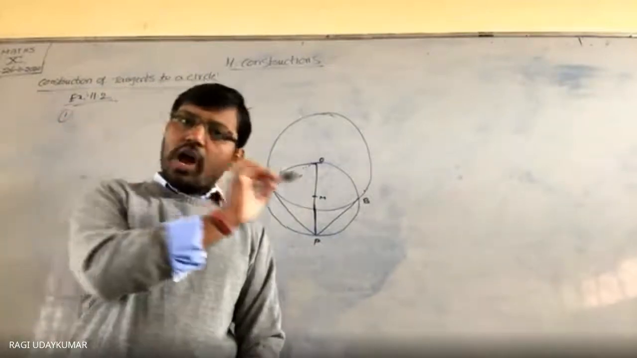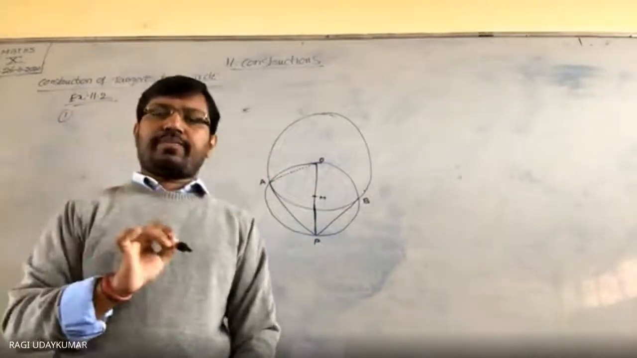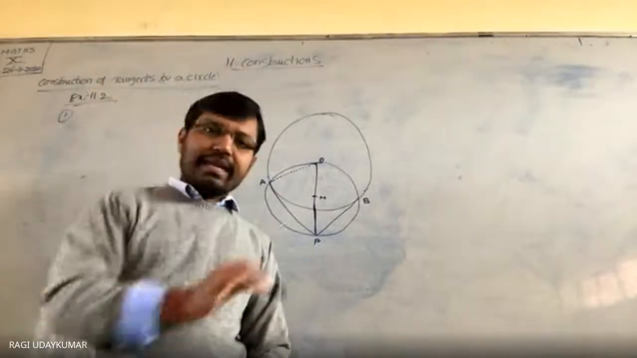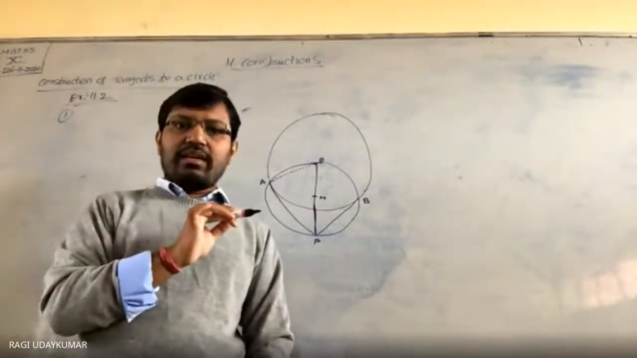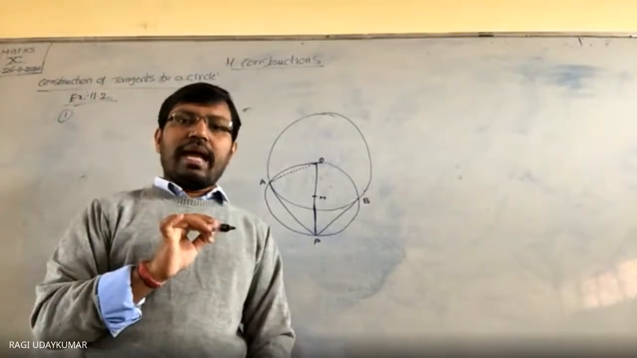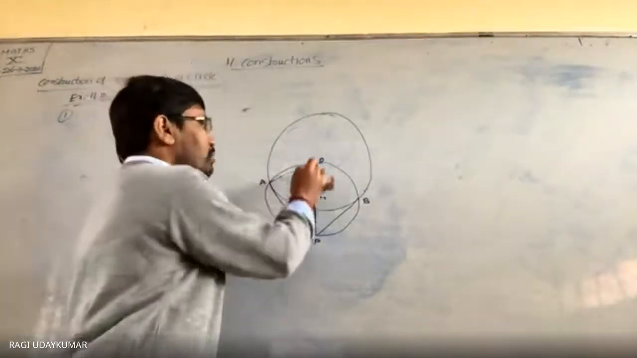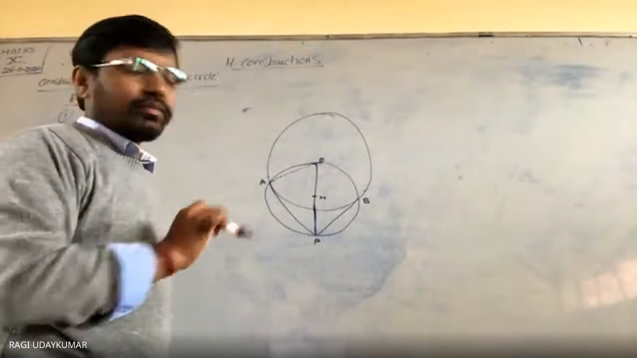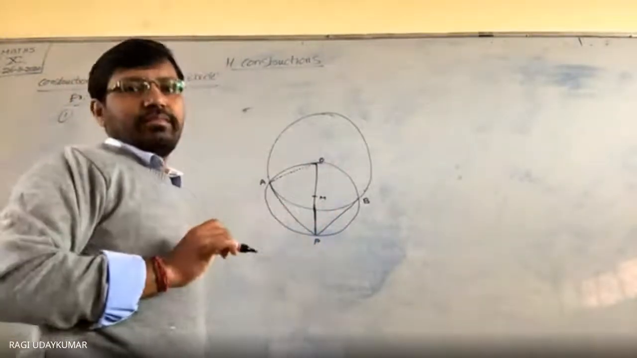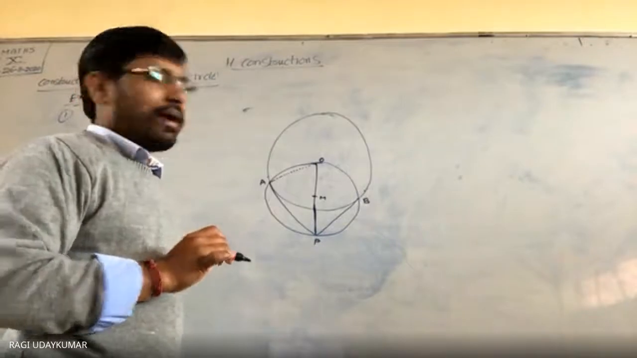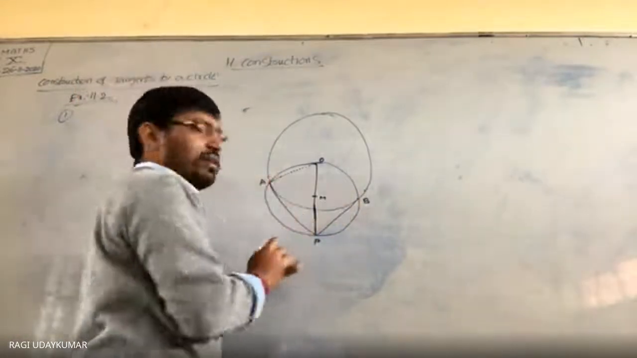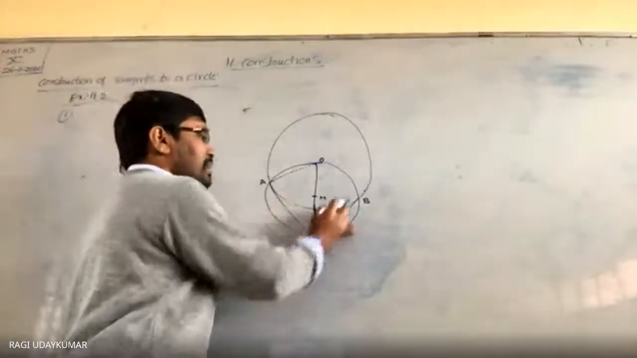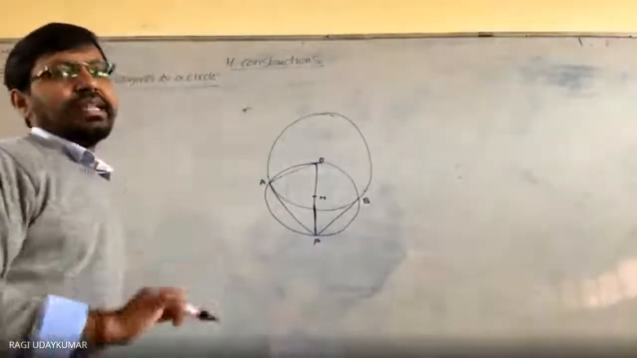Join the center to the outside point and take its midpoint. At the midpoint draw one more circle, with the midpoint as center and radius taken as the distance from the midpoint to the center. Draw a circle, and it touches the given circle at two different points A and B, and PA and PB are the tangents to the given circle.